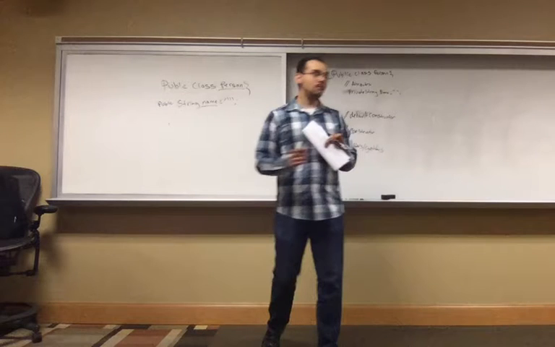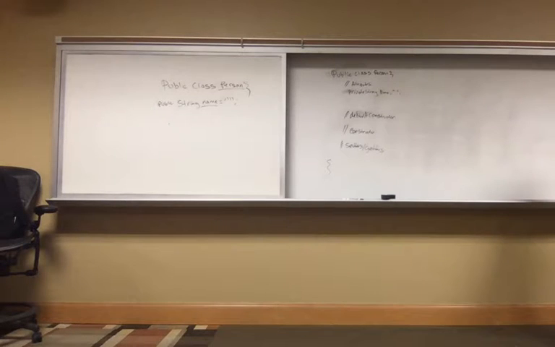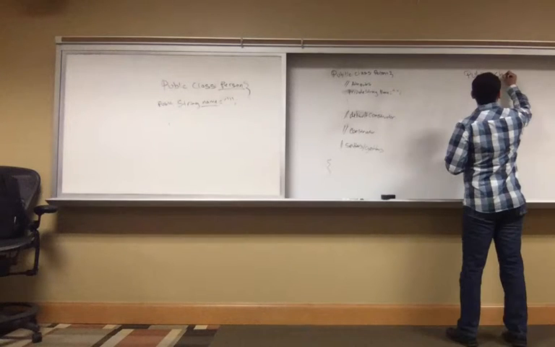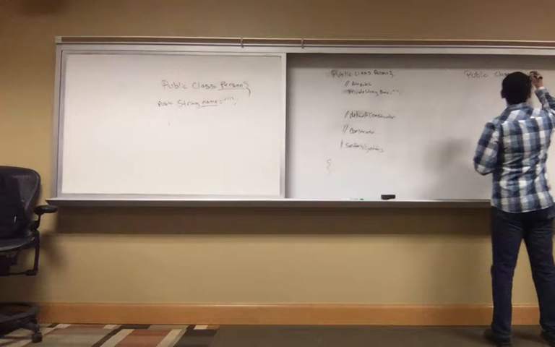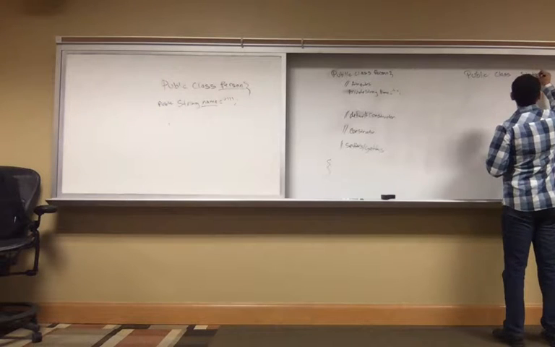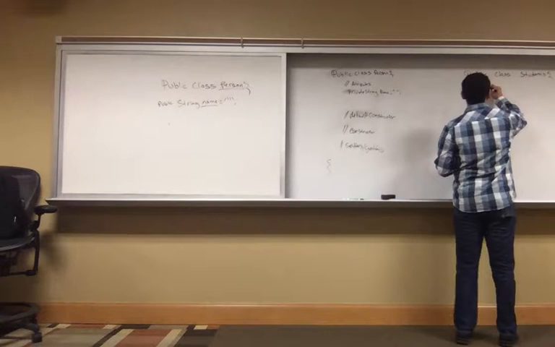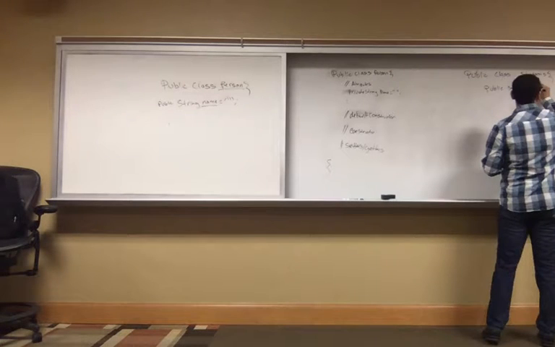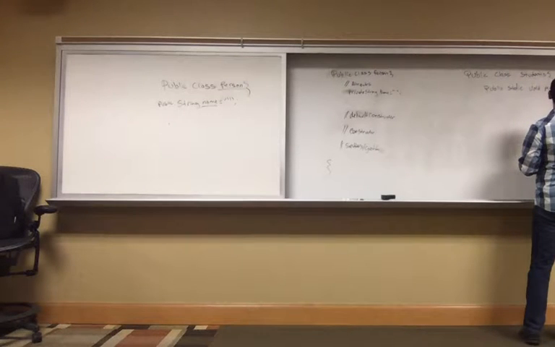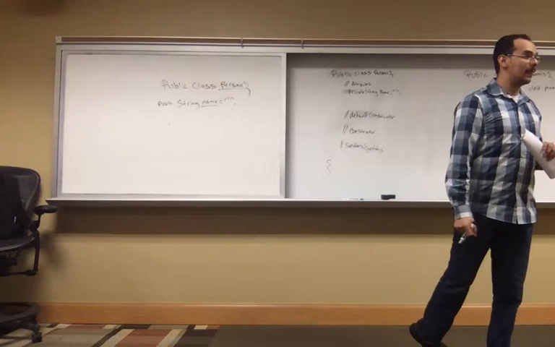So, we're going to pick a different class. We're going to call our class public class students. I don't know. Students, right? And inside student class, we're going to have public static void main string args, and then we're gonna have a bunch of stuff. Okay, does it make sense? Yes.